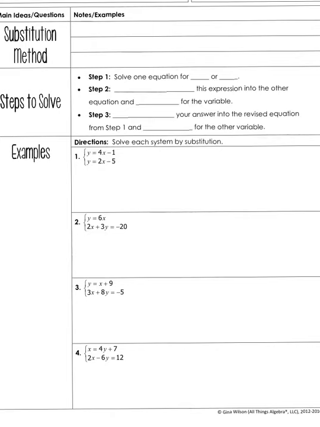Hi students, your teacher here with another episode of Algebra 1, Lesson 5.2, Solving Systems of Equations by Substitution. Boom shakalaka. So what is the substitution method? Well, it's funny you should ask.